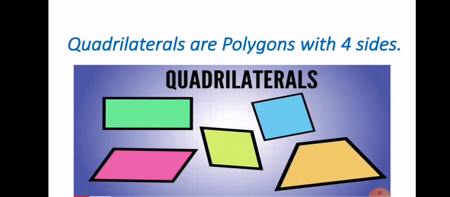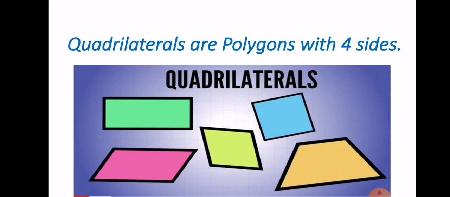The word quadrilateral, we mentioned it before, do you remember? When we explained the polygons, we said that I'm naming my polygon according to the number of sides. If there are three sides, it will be a triangle, and we explained the triangle. Then we said if there are four sides in the polygon, it will be a quadrilateral. And this is our lesson today. So the quadrilaterals are polygons with four sides.